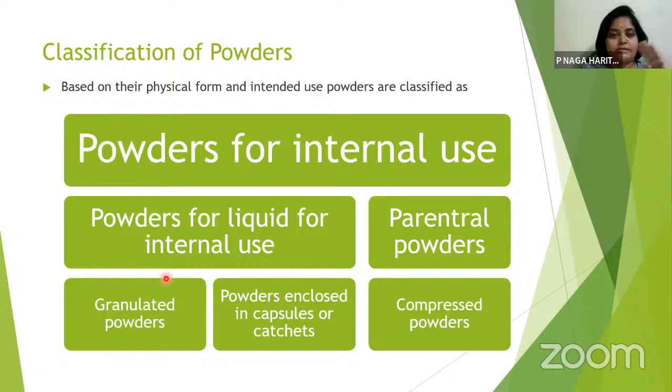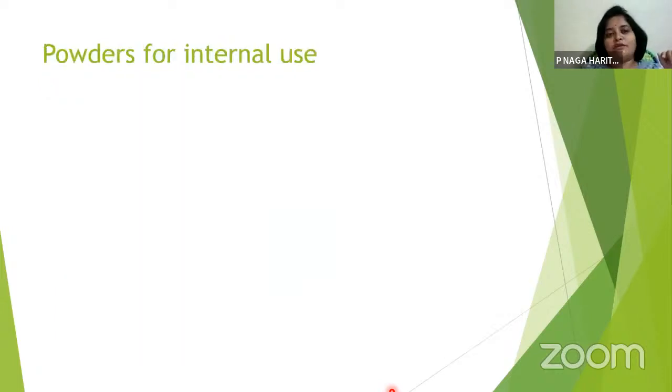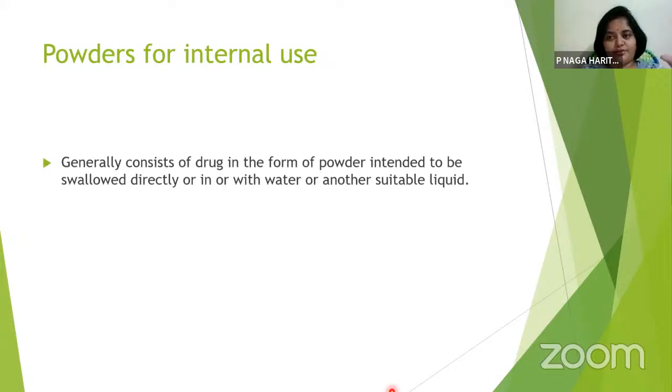Granulated powders. That means the powders have been converted into granules. Powders enclosed in capsules and cachets, special types of powders these are, and then compressed powders. Within these, again, we have various types. We'll see one after the other. So first, let us see about the powders for internal use.